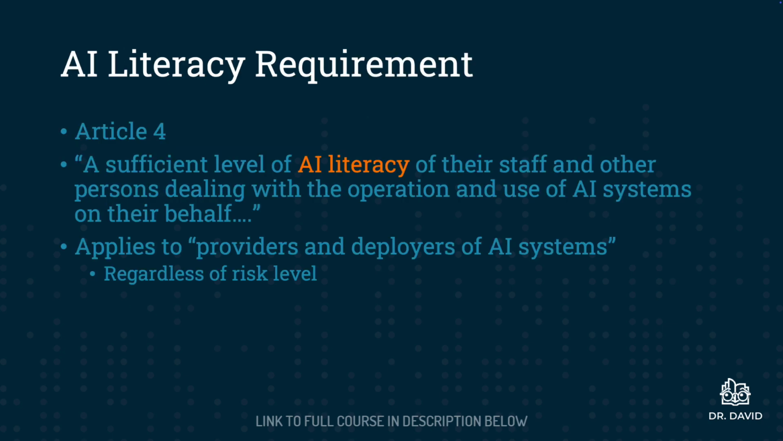So the AI literacy requirement is found in Article 4 of the EU AI Act. And Article 4 says that a sufficient level of AI literacy of their staff and other persons dealing with the operation and use of AI systems on their behalf. So that's the requirement as stated in Article 4. And again, it applies to providers and deployers of AI systems regardless of risk level. So this is why this is not included in our high-risk system requirements that we looked at in the previous lecture and that we're going to look at for the next several lectures.